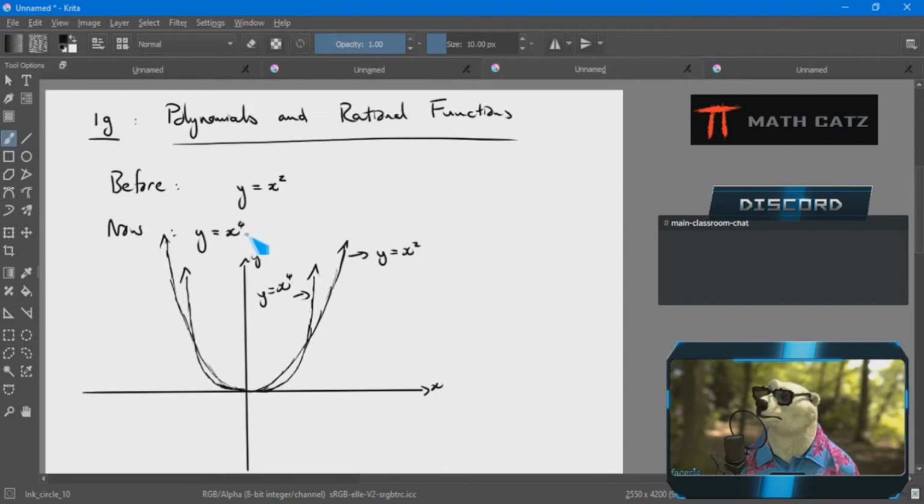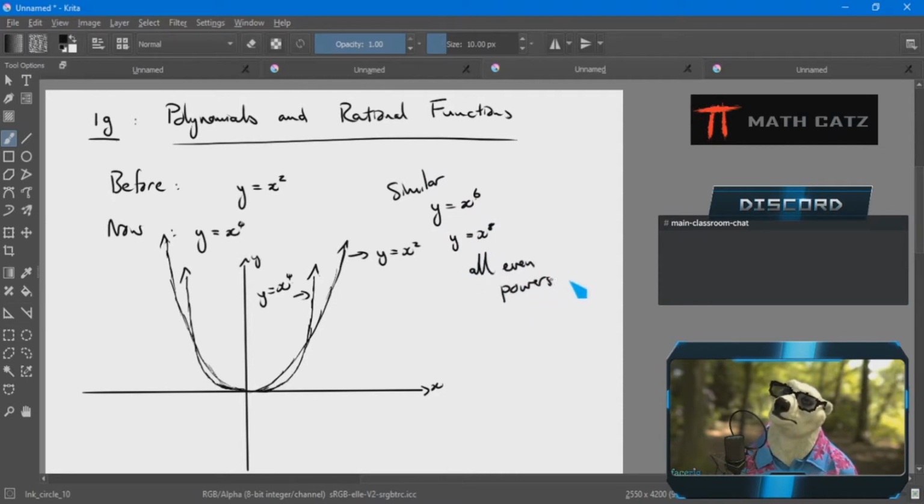So now I have actually infinitely many basic functions. So this is similar for x to the 6, y equals x to the 8, and all these even powers of x will have similar features, this U shape. They get a little bit more wide at the bottom, more steep as I compare them, but they're all the same kind of shape.